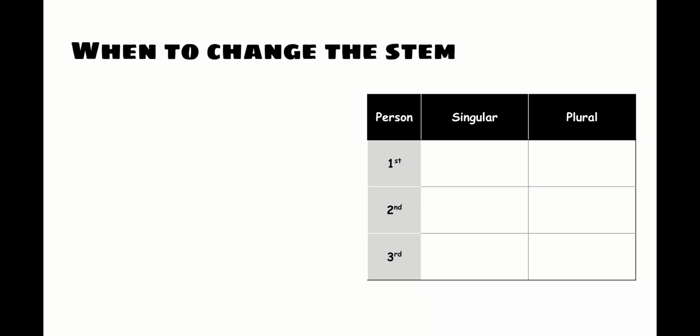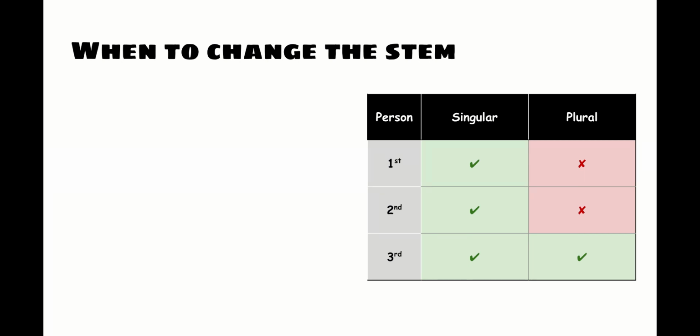You don't always change the stem when you're conjugating a verb in the present tense. You are going to change it in the singular first, second, and third person. So that's yo, tú, él, ella, usted. But you're not going to change it for nosotros, and you're not going to change it for vosotros, first and second person plural. But you will change it for third person plural.